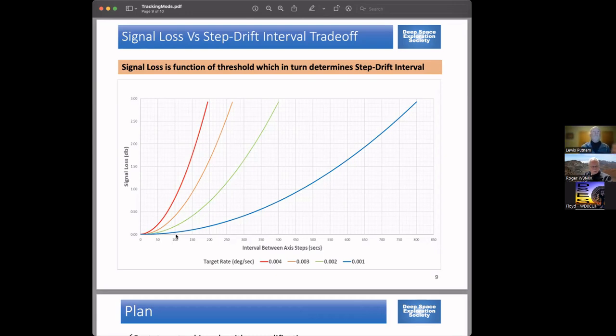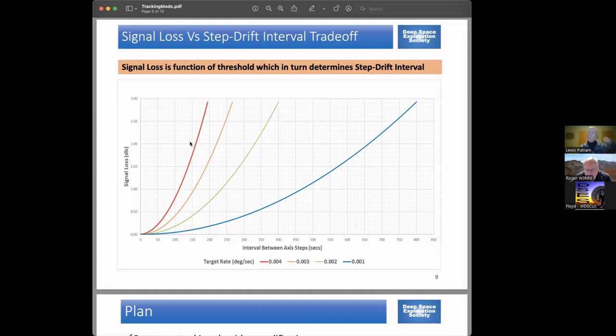I didn't show some of the higher rates like 0.01 and above, and those just get less frequent. But what it does show is you can really get quite infrequent when you're running really slow target rates. But at the higher rates, you don't have as much flexibility.